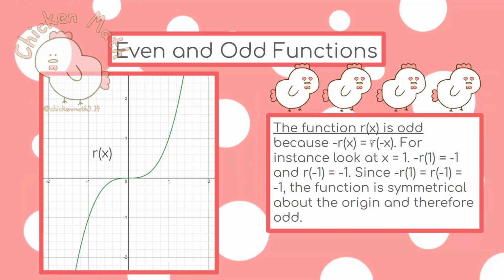All right, so now let's look at r of negative x. Well, if x equals 1, negative x is just negative 1. R of negative 1 is going to be negative 1. So since both negative r of 1 and r of negative 1 equal negative 1, it follows this relationship right here. That means that the function is symmetrical about the origin, and therefore r of x is odd.